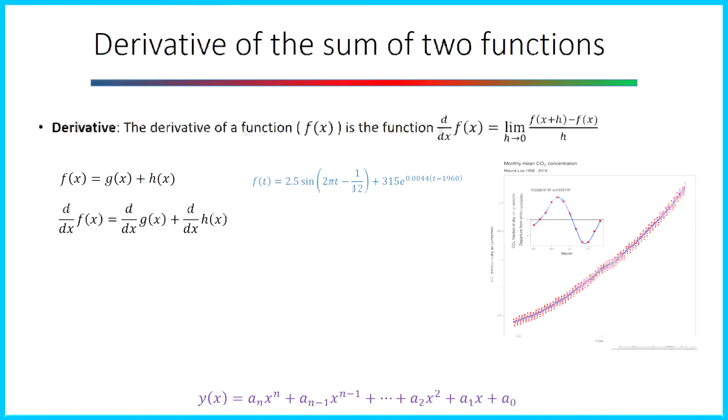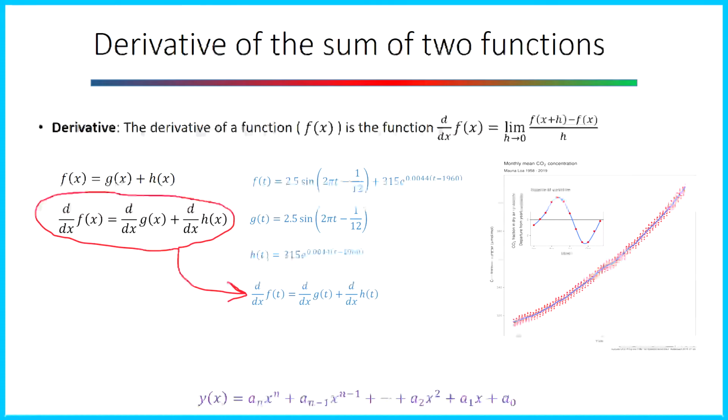If we wanted to take the derivative of this equation with respect to t to figure out how fast the carbon dioxide concentration is changing as a function of time, we could break this function up into two simpler functions. We could say that g of t equals 2.5 sine of 2 pi (t minus 1 over 12), and that h of t equals 315 times e to the 0.0044 times (t minus 1960). We could then apply our equation for the derivative of the sum of functions to determine that the derivative of f of t is simply the derivative with respect to t of these two simpler functions. In our next toolbox, we'll talk about how to compute these simpler derivatives of a sine function or an exponential function. But first, let's get back to our generic equation for a polynomial that motivated this discussion.